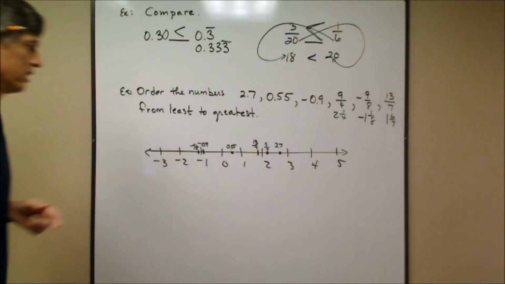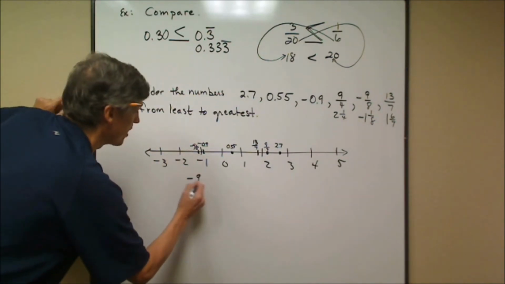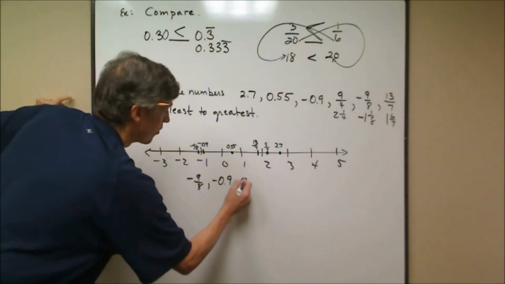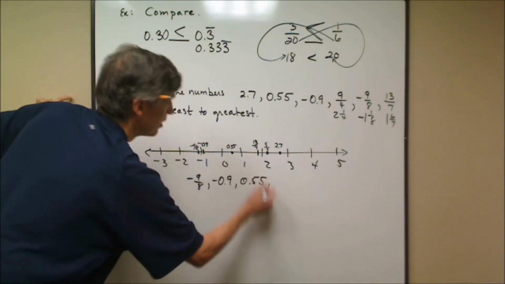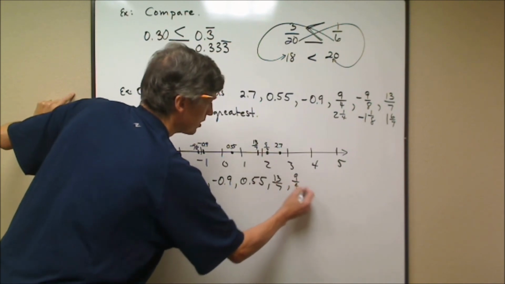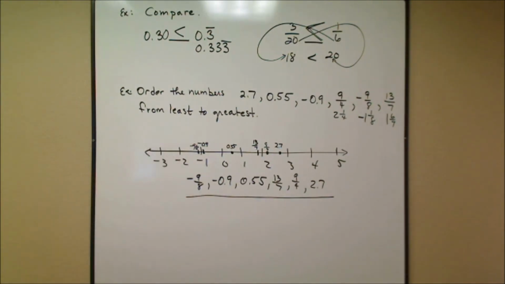Now I can see easily on the number line from least to greatest, I would have negative 9/8, negative 0.9, 0.55, 13/7, 9/4, and 2.7. And there's my answer from least to greatest. You can get good at this, but again, like always, practice, practice, practice.